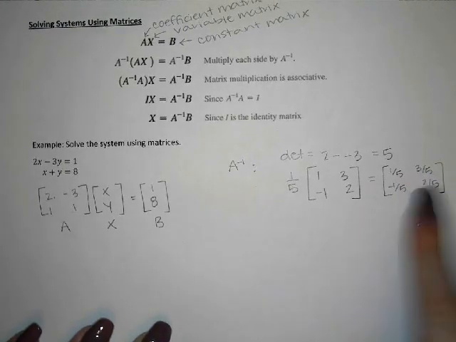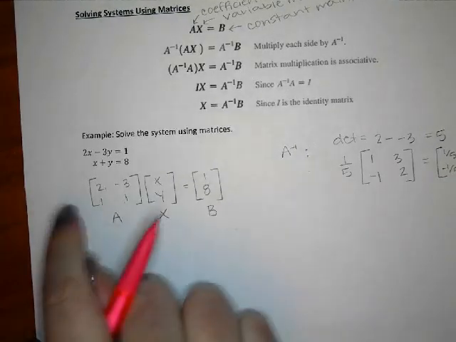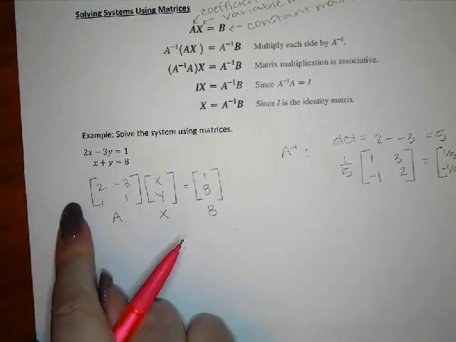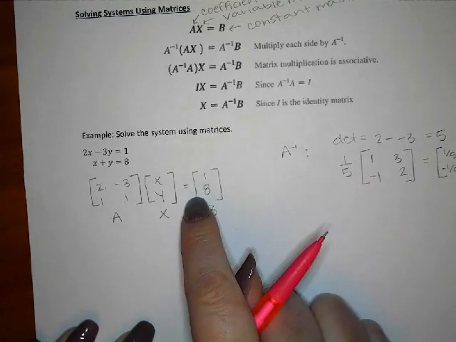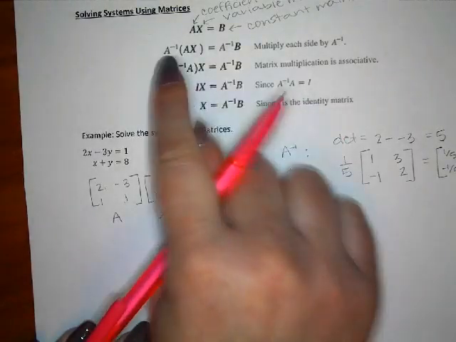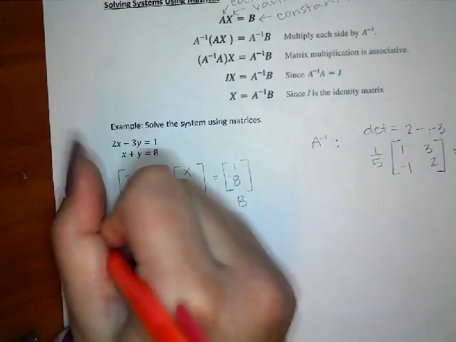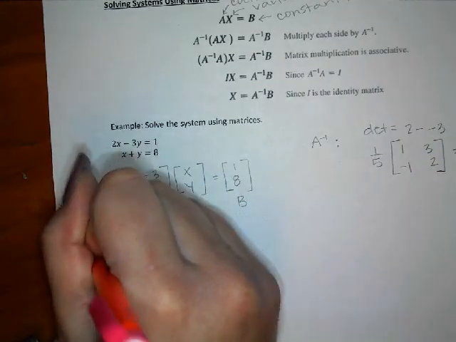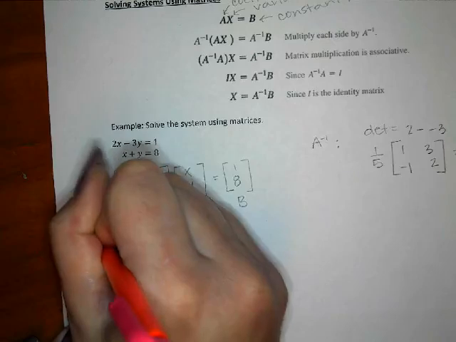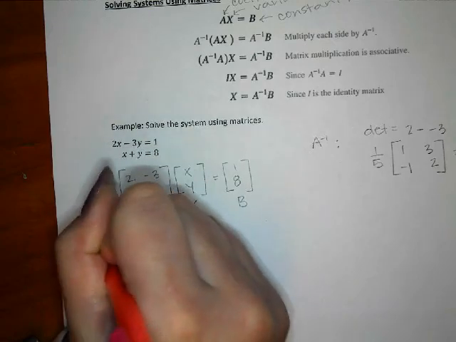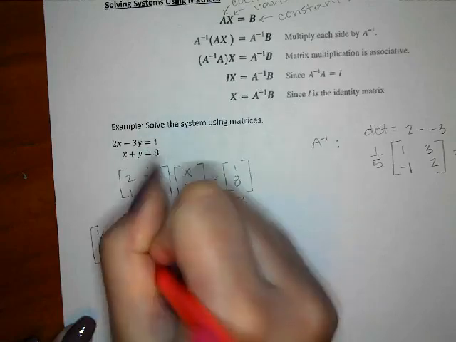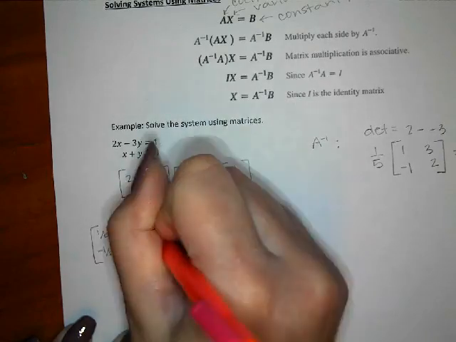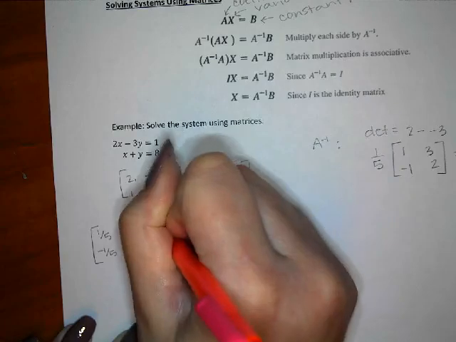Okay, so what we're going to do now is take this A inverse and multiply it on the left side of the left side of the equation and the left side of the right side of the equation. So we're doing this step right here. So I'm going to take A inverse, 1/5, -1/5, 3/5, 2/5, and multiply it by A.